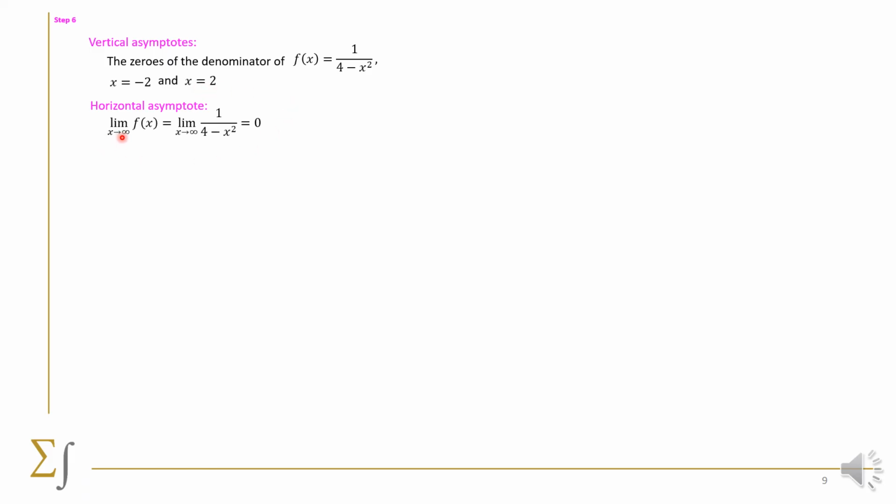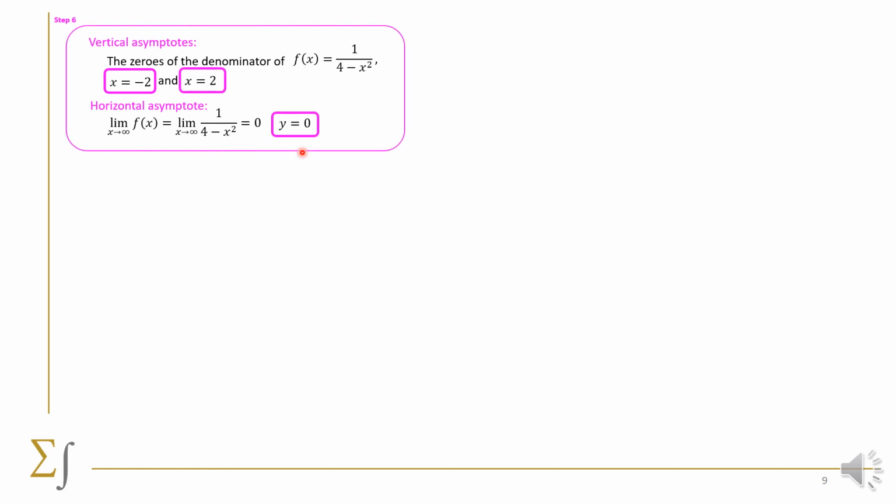We take the limit as x goes to infinity. We find that this limit is equal to 0 because the degree of the denominator is greater than that of the numerator. So we have y equals 0 as a horizontal asymptote. These are the three asymptotes we have.